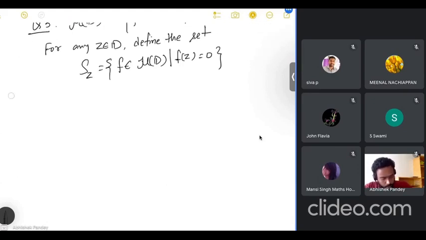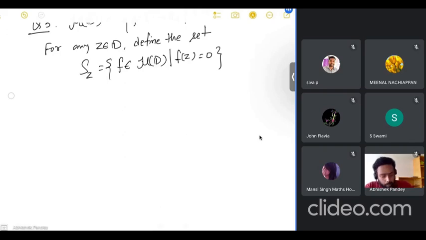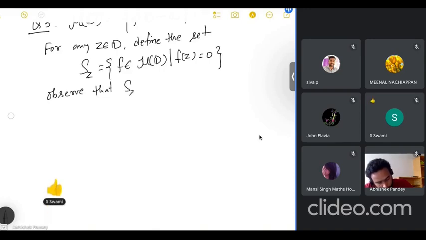Everyone observe that this is a subspace of HD. Is it true, or can you verify this one? Observe that Sz is a subspace of HD.